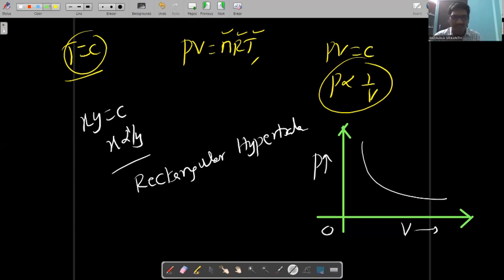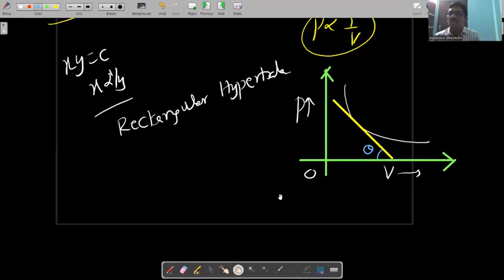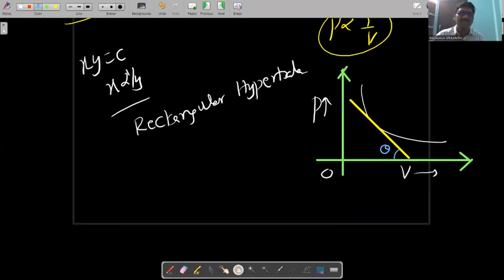And if you want to bring out the slope, just draw a tangent to the curve. This is nothing but angle theta. This is the picture. Now I want to bring out the slope value. Let us see, very simple. What is the governing equation for this one? PV is nothing but a constant.